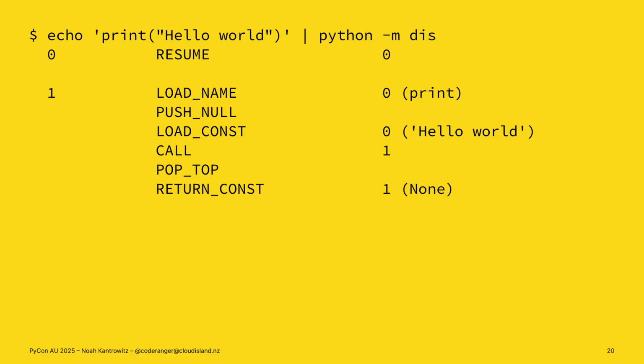Then we load our hello world constant string, then we call the function, print. We ignore the return value because we don't care if print fails, and then we return none because everything in Python has to return something. All right, finally, this is a program. We can actually run this.